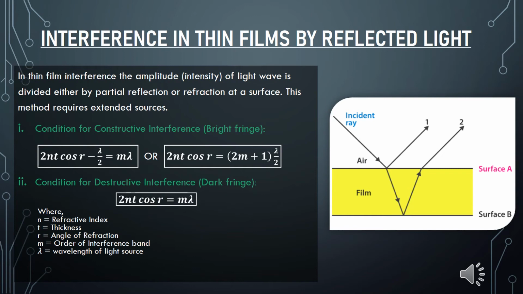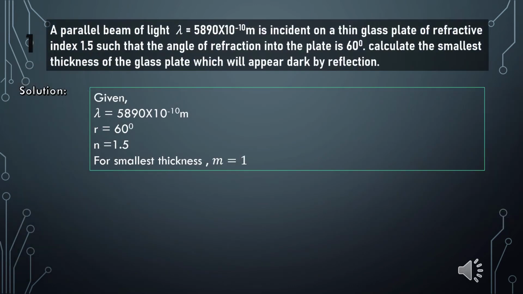where n equals refractive index, t equals thickness of the thin film, r equals angle of refraction, m equals order of the interference band, and lambda is equal to wavelength of the light source.